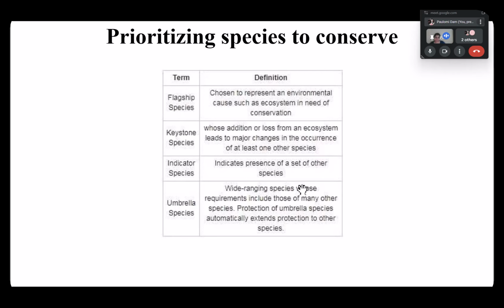These are wide-ranging species whose requirements include those of many other species. So protection of umbrella species automatically extends protection to other species. You will think that umbrella species is basically, let's say, animals which have a large home range. So they are moving from this area to that area, which is very large in extent. And if you want to conserve these kinds of animals, of course, you want to conserve that much area, because if you don't put their home range into consideration, how will that animal survive by moving ahead?